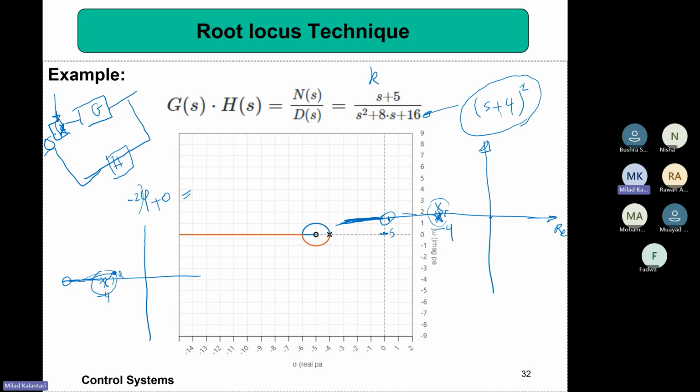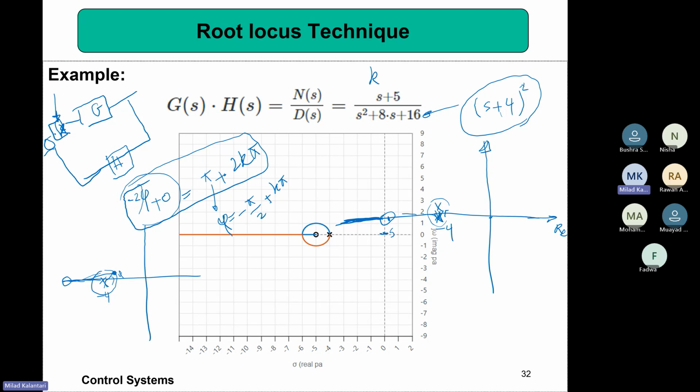And then -2 times phi plus 0 should be what? Should be pi plus any multiple of 2 pi, right? So the purpose is to reach the phase of -1. And this gives us that phi has to be negative pi over 2 plus k pi.